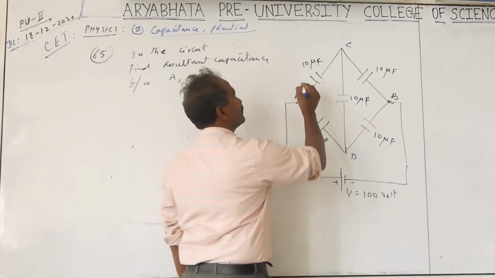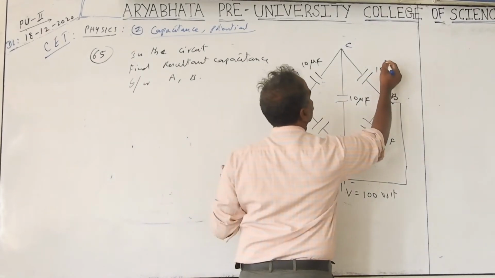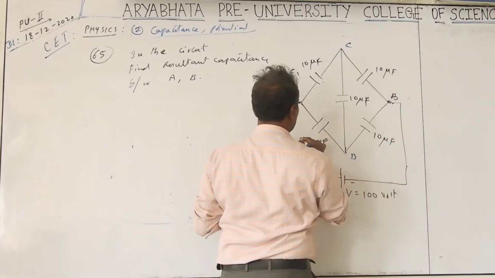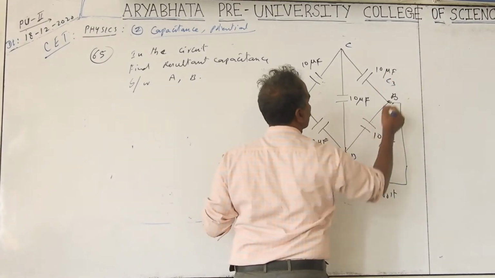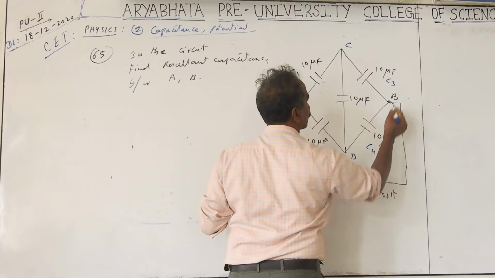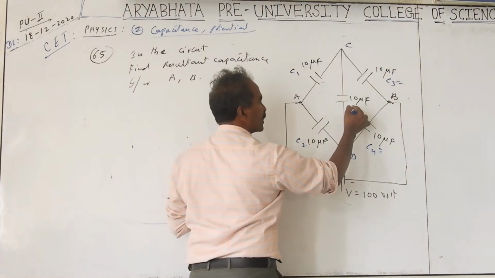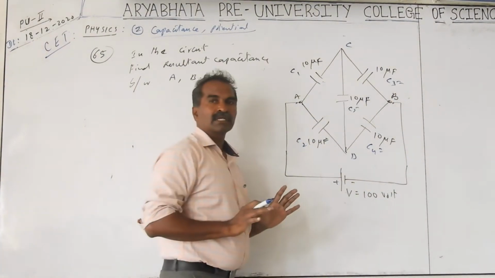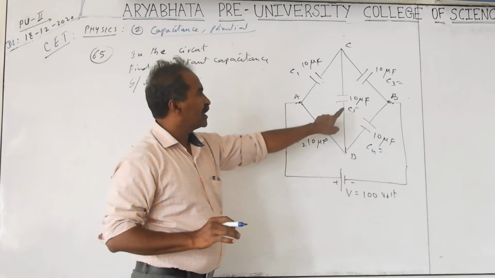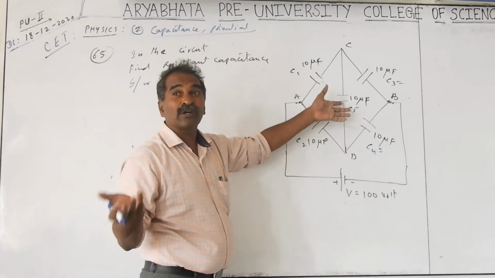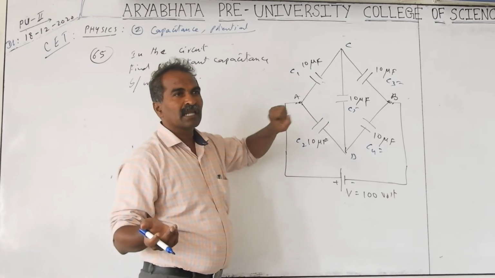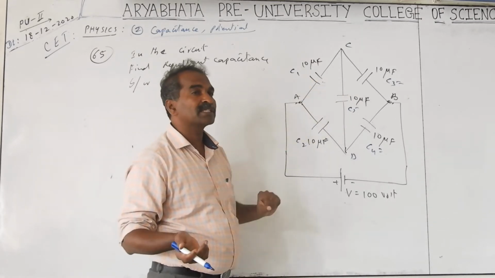I will take this as C1, this as C2, this as C3 and this as C4. And this one I am taking as C5. So whenever the potential at C equals the potential at D, C5 is not charged. When it is not charged, you don't have to count it, just remove it. This is called a balanced bridge.